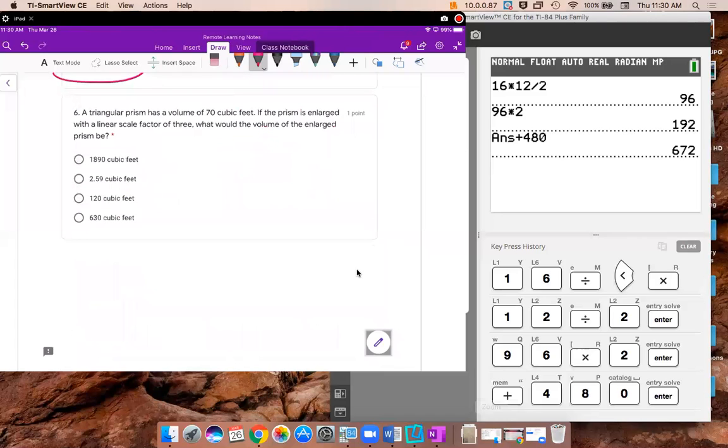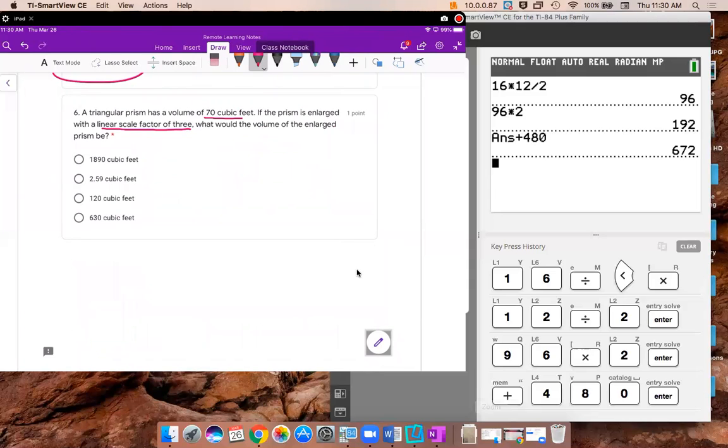Okay, so this is getting back into scale factor. It says a triangular prism has a volume of 70 cubic units. The prism is enlarged with a linear scale factor of 3. That means the side lengths are changing by 3. Remember, the volume doesn't change by that same scale factor.